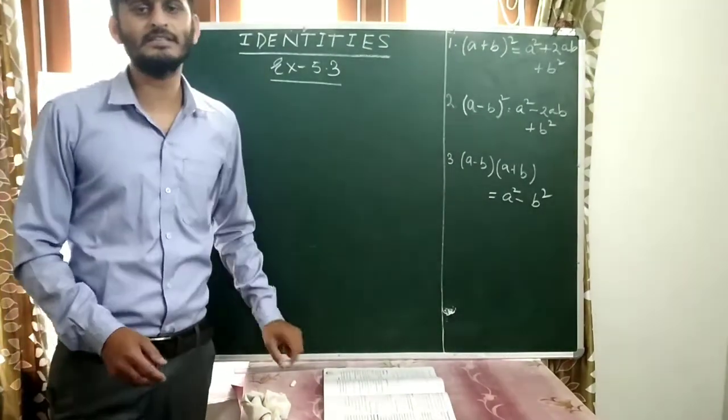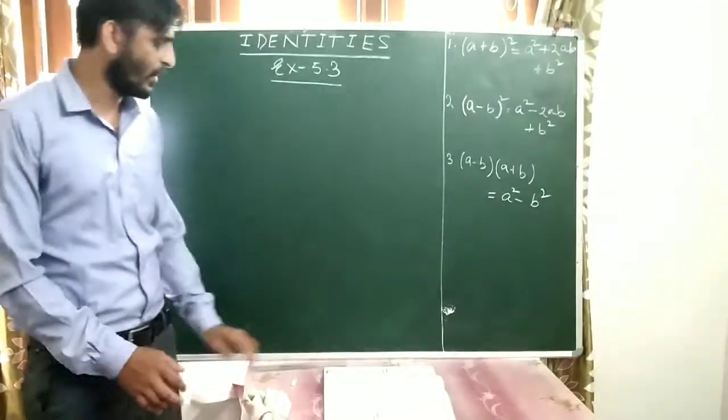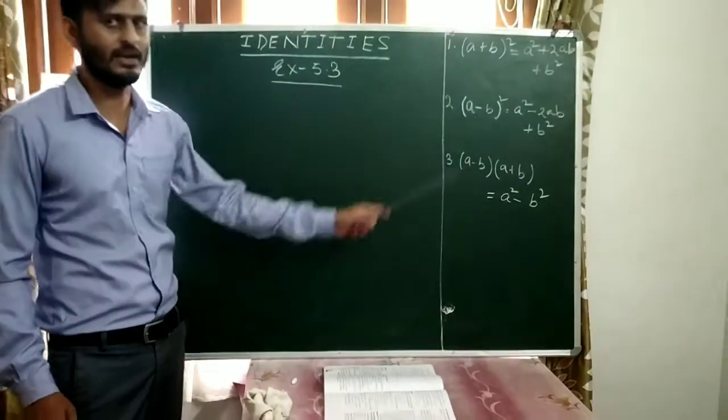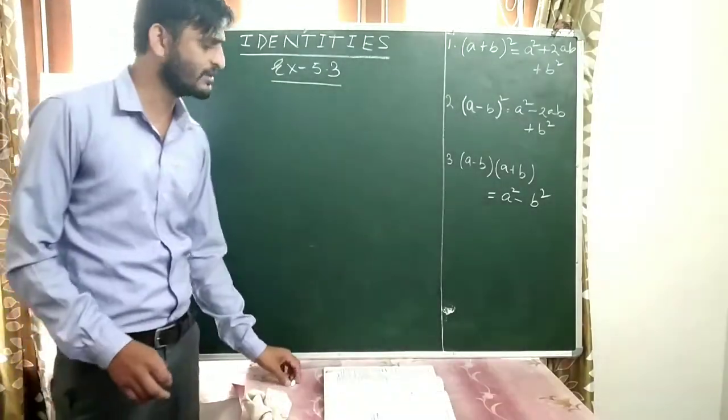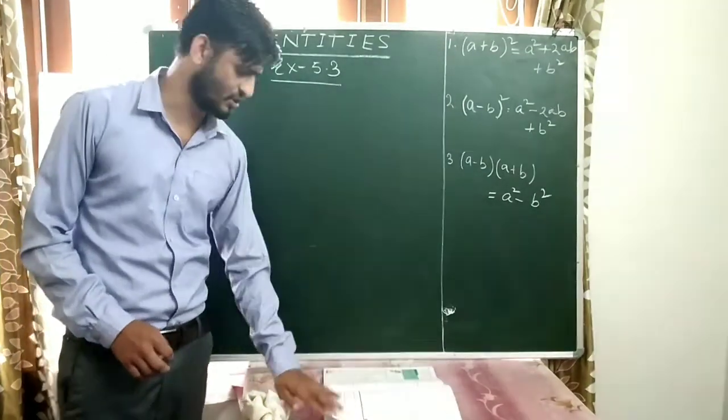So students, let's check out our maths book exercise 5.3 where there are 10 questions to be solved with the help of these three identities. We have already done question number 1 in our previous video. So now let's start with question number 2.